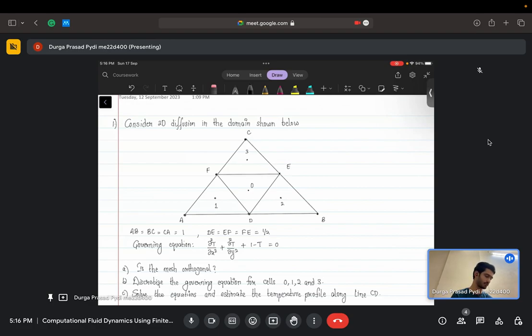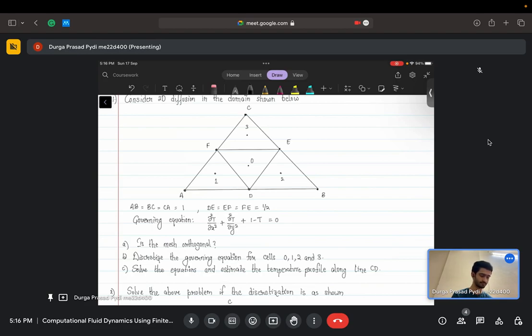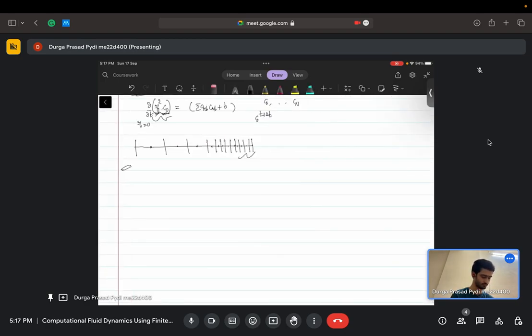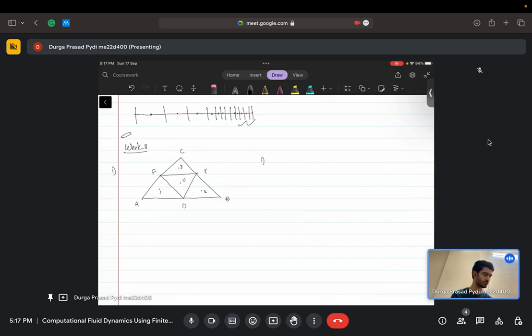So if this is an equilateral triangle, the first question is quite straightforward. Do you think the mesh is orthogonal or not? If all of these, 0, 1, 2, 3, are equilateral triangles, the first question is essentially whether the mesh is orthogonal or not. So how do we say whether it is orthogonal or not? Shall we take any two of these cells? Say we consider ADEF.